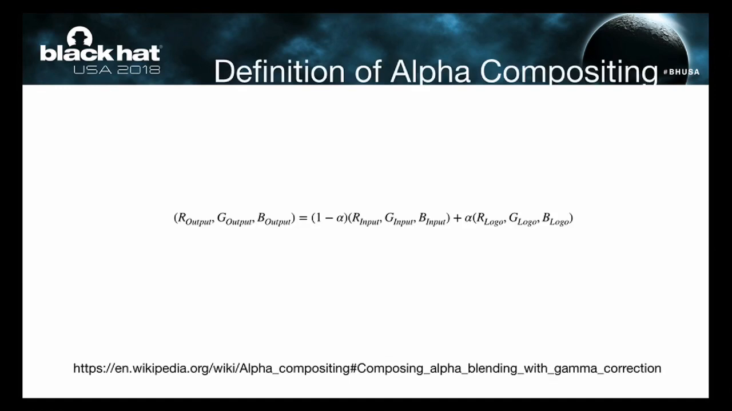This is an excerpt from Wikipedia, the definition of alpha compositing. As we know, each pixel can be represented by a vector of the red channel, green channel, and blue channel. Each channel is an integer from 0 to 255. So if the input pixel is multiplied by 1 minus alpha, where alpha is the transparency, a float from 0 to 1, and plus alpha multiplied by the logo pixel, we then get the output pixel.